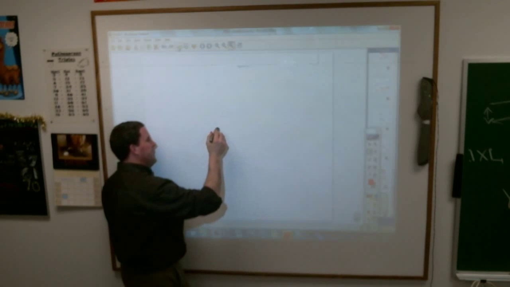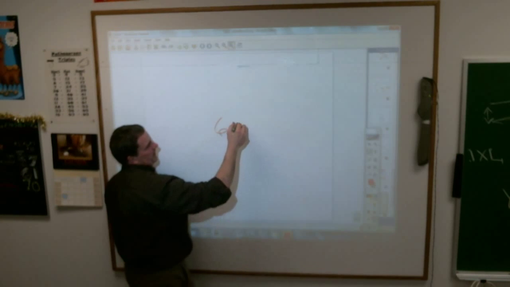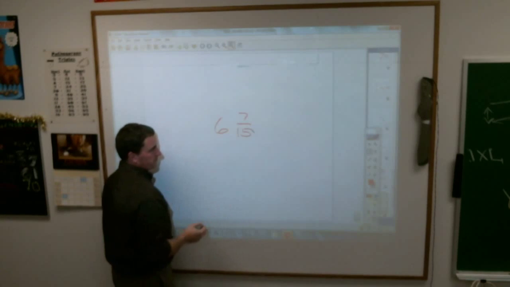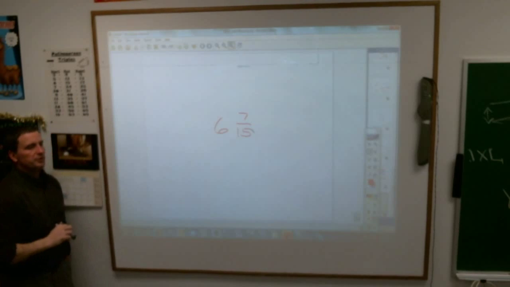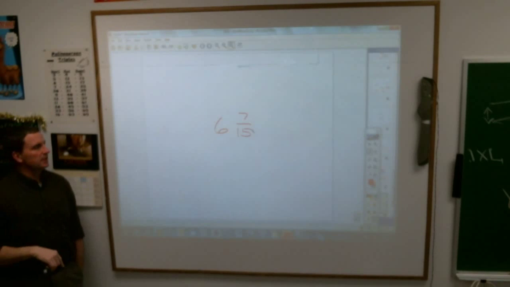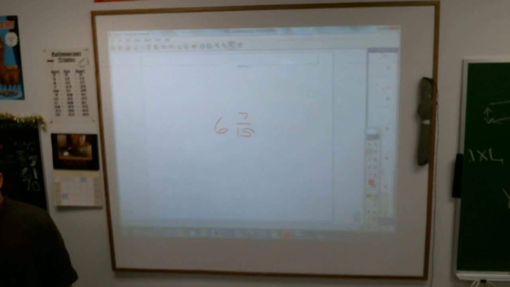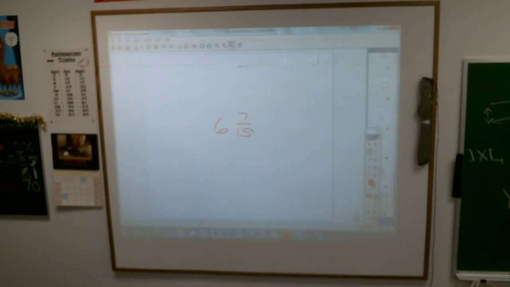What if I have 6 7/15? Who really wants to draw 6 circles and cut it into 15 parts and then do all that calculating and adding? Does anybody know of a quicker, simpler method to do this? There is one. There's a little 4 or 5 step method here.